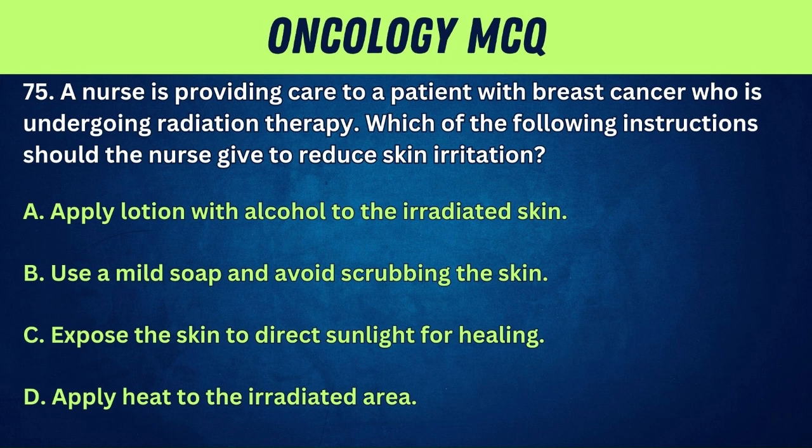75. A nurse is providing care to a patient with breast cancer who is undergoing radiation therapy. Which of the following instructions should the nurse give to reduce skin irritation? A. Apply lotion with alcohol to the irradiated skin. B. Use a mild soap and avoid scrubbing the skin. C. Expose the skin to direct sunlight for healing. D. Apply heat to the irradiated area.